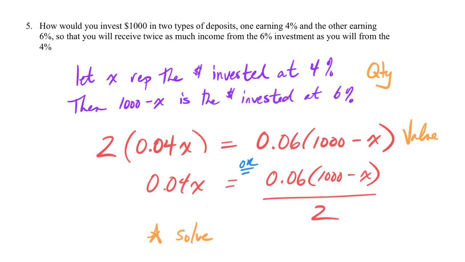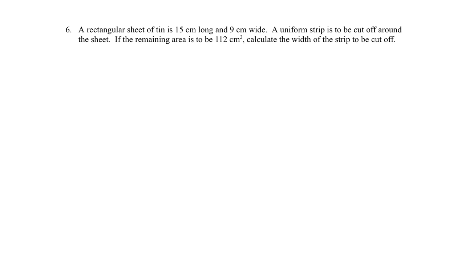So what I want to do now, change gears. Let's tackle another problem. So take a moment, give the problem you see on the screen right now a read. Okay, pause the video now. Okay, we're back. So you've given the problem a read. It says a rectangular sheet of tin has those dimensions. A uniform strip is to be cut off around the sheet. Now, we might have some questions about what that word uniform means. We'll talk about that in a second. If the remaining area is to be that, calculate the width of the strip.